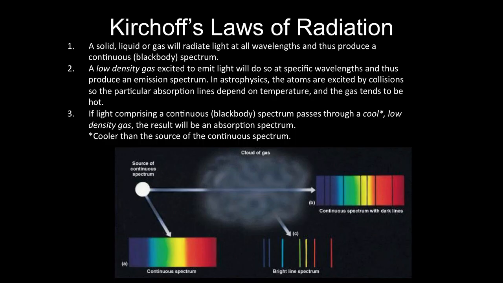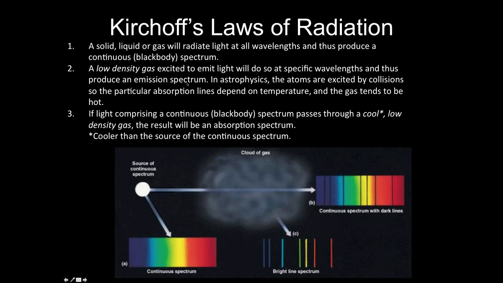So when do we see absorption or emission lines? Well, there are a couple of rules of thumb, which are known as Kirchhoff's laws of radiation, not to be confused with his laws about electric circuits. The first one is just that any object radiates a continuous spectrum. The second one says that a low density gas that is excited to emit light will do so at specific wavelengths and produce an emission spectrum.